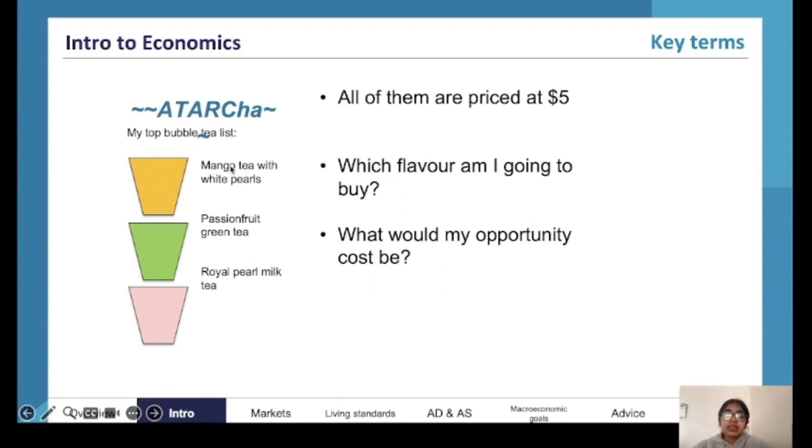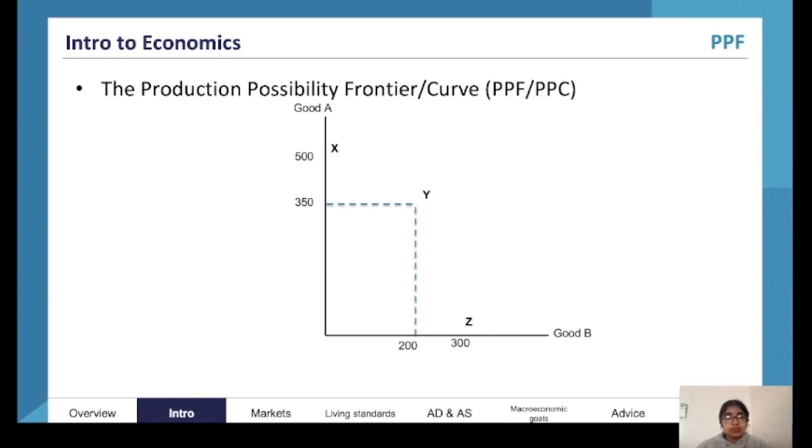So you can see that if I buy the passion fruit green tea, my opportunity cost is really, really high. So that means that the decision I made wasn't as good as maybe buying something where my opportunity cost is lower. So I hope that sort of summarizes opportunity cost and helps make sense of it.